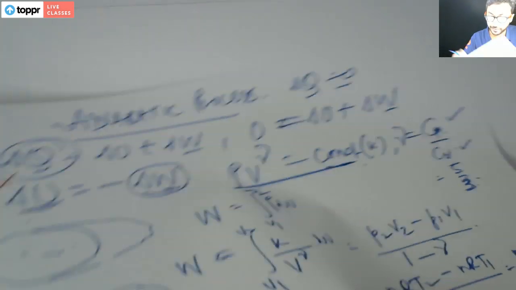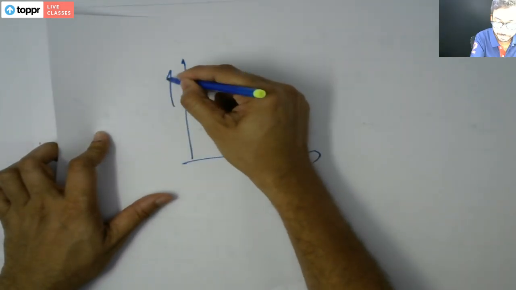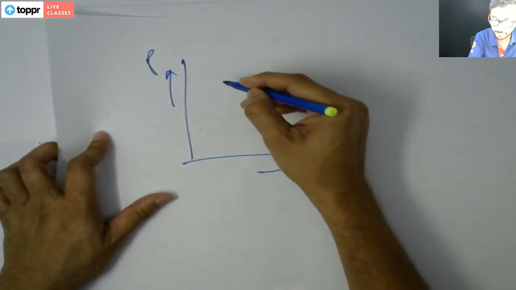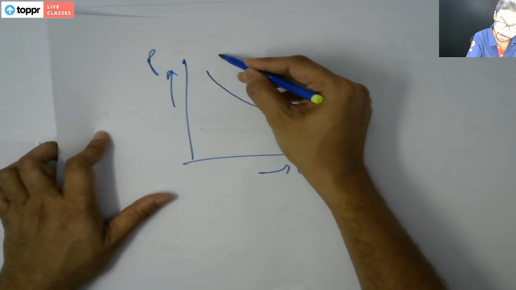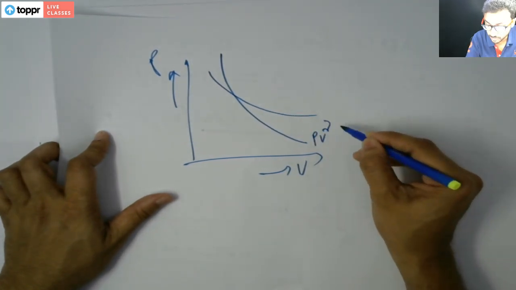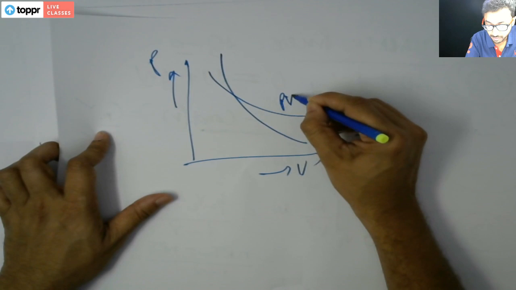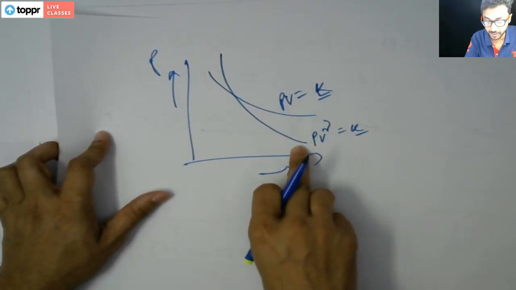And in this case, when PV to the power gamma equal to constant, you will see the graph between P and V. Like in isothermal we got the graph like this, in the adiabatic case the graph will be much steeper. So this is PV to the power gamma equal to constant, this is PV equal to constant, right? This is for adiabatic, this is for isothermal.